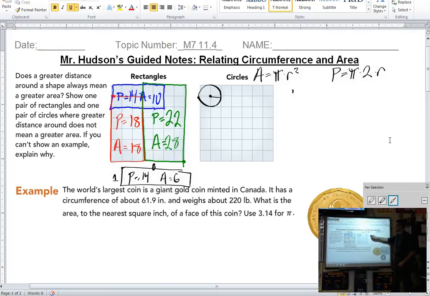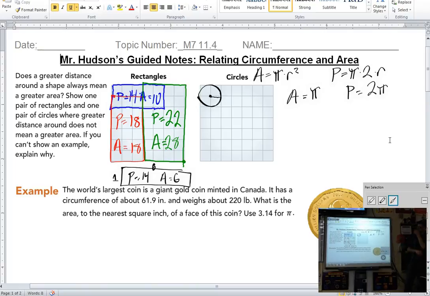So for my black circle here, what would the area be? If I have a radius of 1, I square that and I multiply by pi. Abby? Wouldn't it be pi times 1? So it's just pi, right? Because if it's 1 squared, 1 times 1 is still 1. Yeah. So my area for my black one here is pi, and my perimeter, well, 2 times 1 times pi is actually 2 pi.